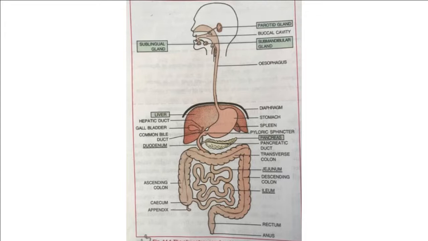Then the food, after mixing with saliva, will pass through the esophagus into the stomach. From the buccal cavity, it passes through the esophagus into the stomach with the help of a wave-like movement. That wave-like movement which helps in passing food from the mouth to the stomach, we call the peristaltic movement. Then through the peristaltic movement, food goes into the stomach.